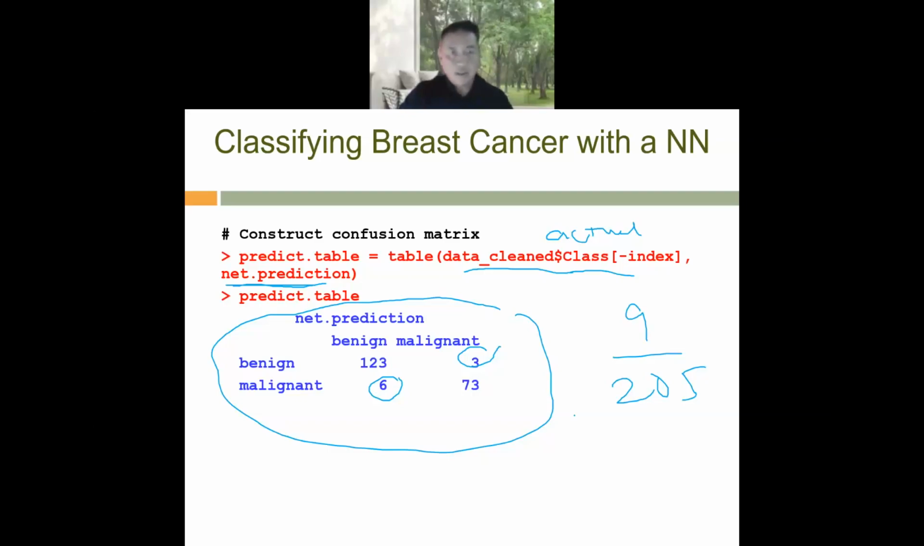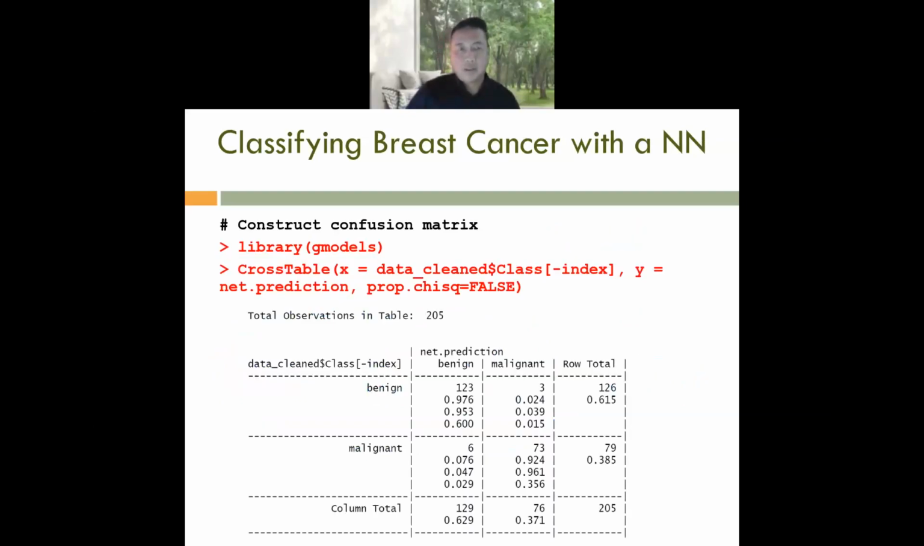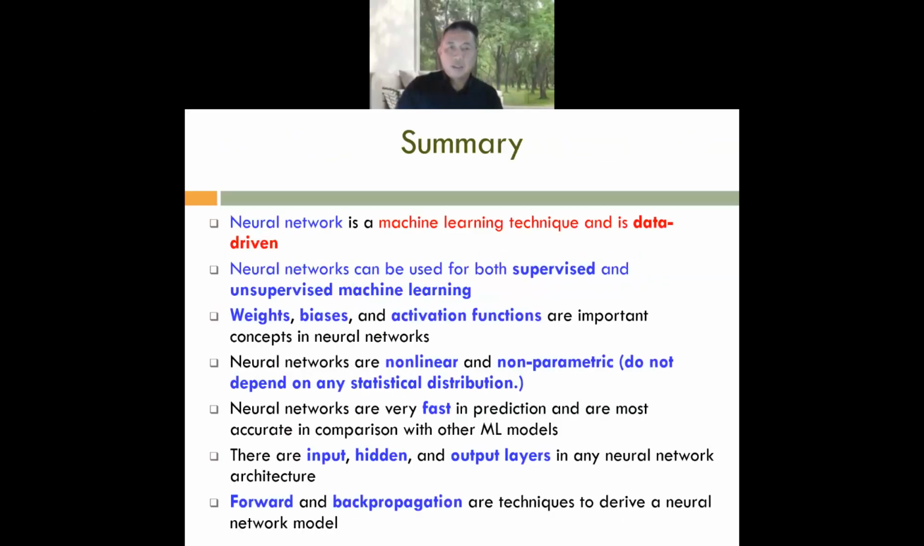Okay? So this is how you construct the confusion matrix. And if you want to put them in a table or a cross table, then this is how you plot them. So we are actually plotting the actual data that we have from the data clean versus the prediction that we have. I think that's all.